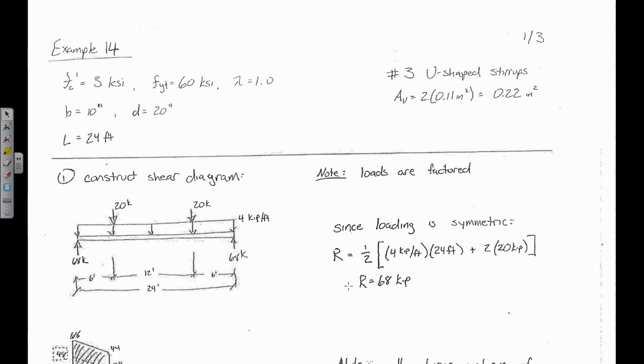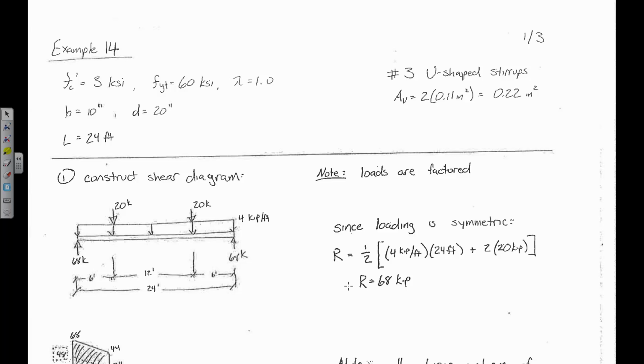Okay. First up, here's our example, and what we're trying to do is determine the shear stirrup layout. Up top, I have my system parameters. So I have 3 KSI concrete that's normal weight, so the lambda value is 1.